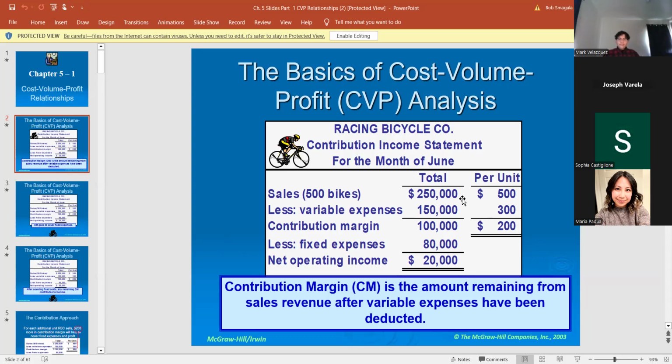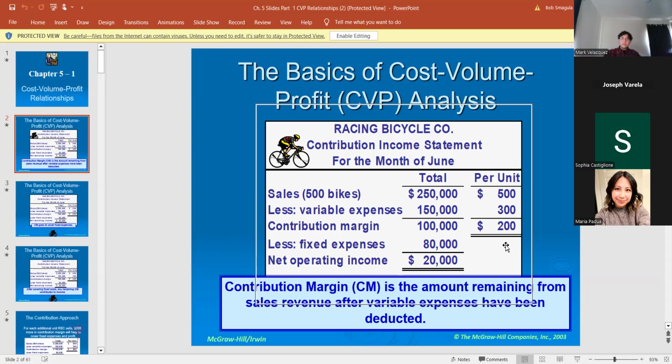The sales price is fixed, if you will. The variable expenses are fixed on a per unit basis. We know that there's no variable expense unless we sell a bicycle or manufacture a bicycle. So our variable expenses are $150,000. Our contribution margin totals $100,000 or $200 per bike.